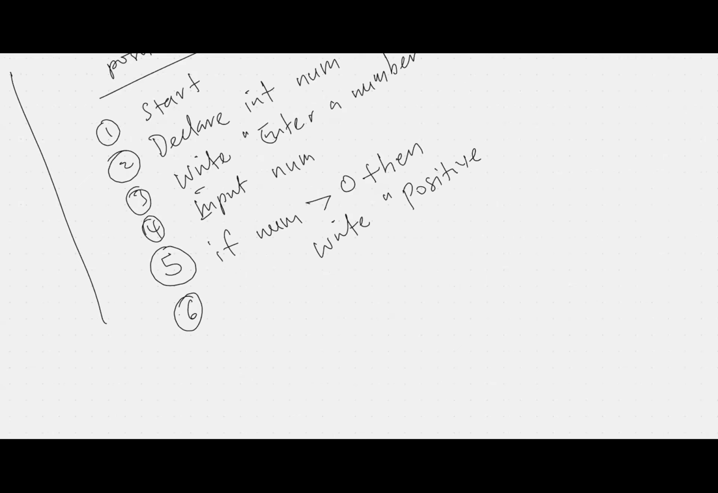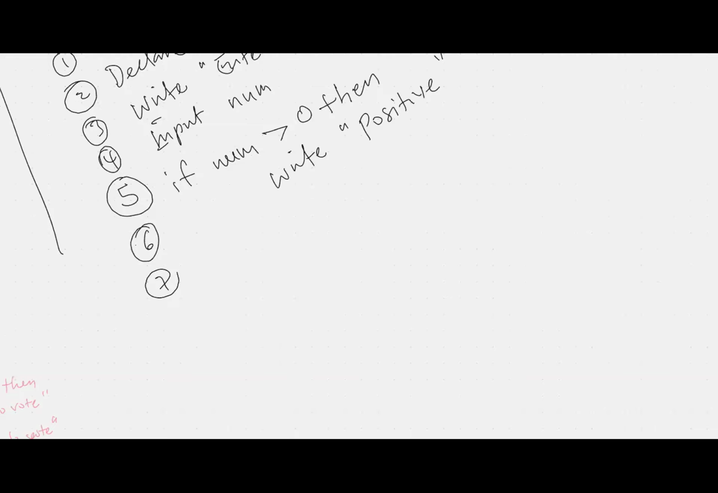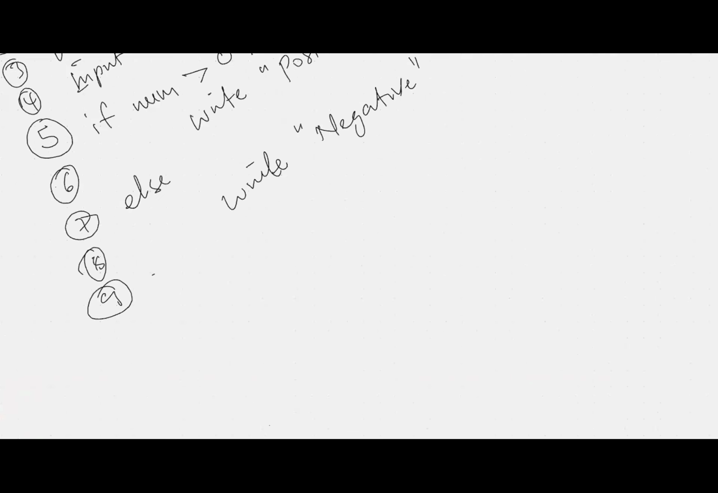If the number is less than 0, so else if. Else, just else. Okay. Number 8. Negative. Do you get it? Okay, yes. Number 10. End if, and then end.